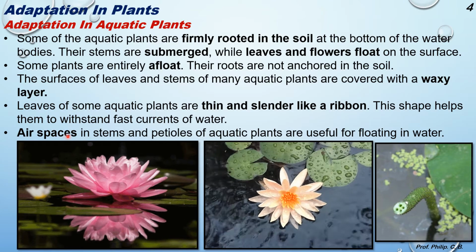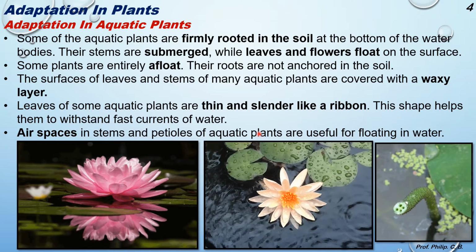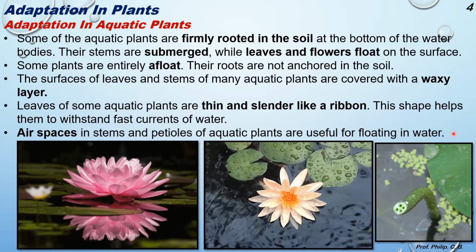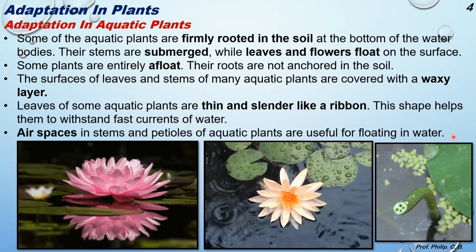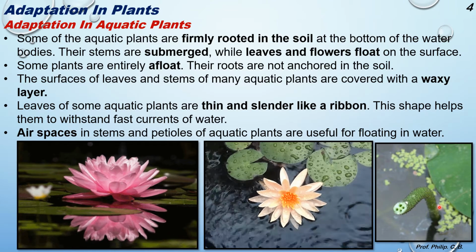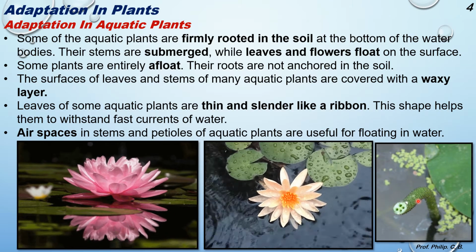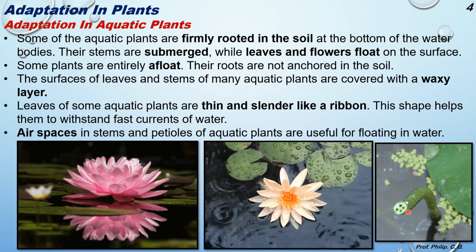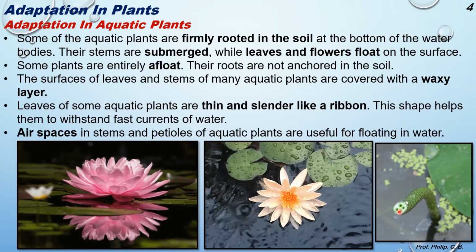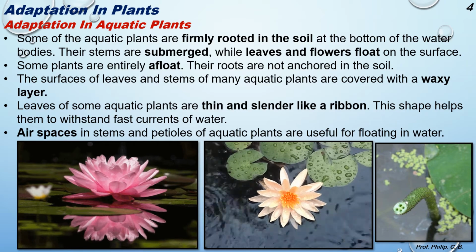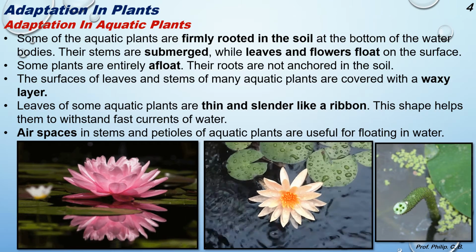Then lastly, air spaces in stems and petioles of aquatic plants are useful for floating in water. Now what does airspace mean? There are small cavities present in the stems. You can see here the image which is there in the textbook as well. In the lotus plant, if you make a cut or a section of the stem, you can see small pores or holes present. These stems, or we can also call them the petiole part of aquatic plants, help to float in water. Okay.